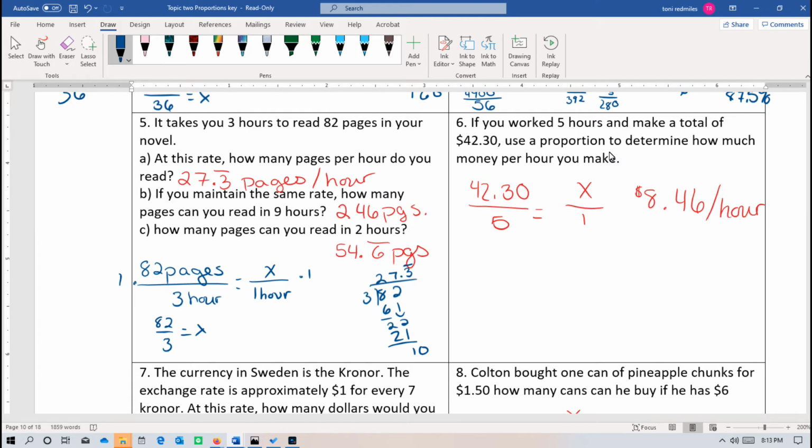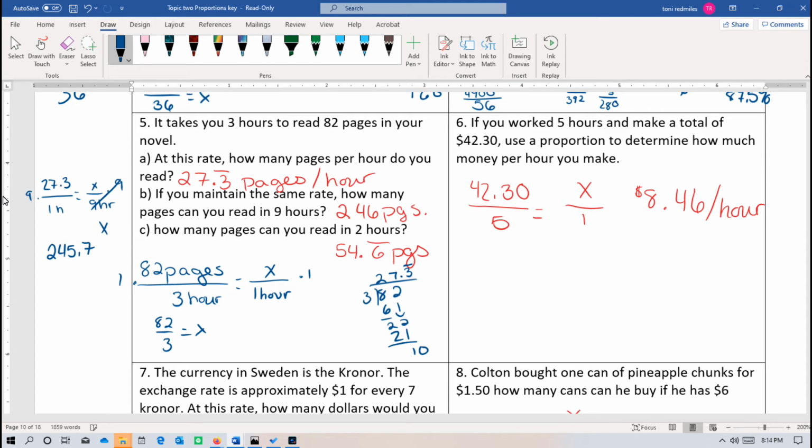Oh, wait, there's a B. If you maintain the same rate, how many pages can you read in 9 hours? Well, now my rate is 27.3 per 1 hour, and I want to know how much it will be for 9 hours. Well, that means I'm going to multiply 9 on both sides. I'm going to do this one on the calculator because I'm running out of room. 27.3 times 9 is going to be 245.7, which I can round up to 246 pages.